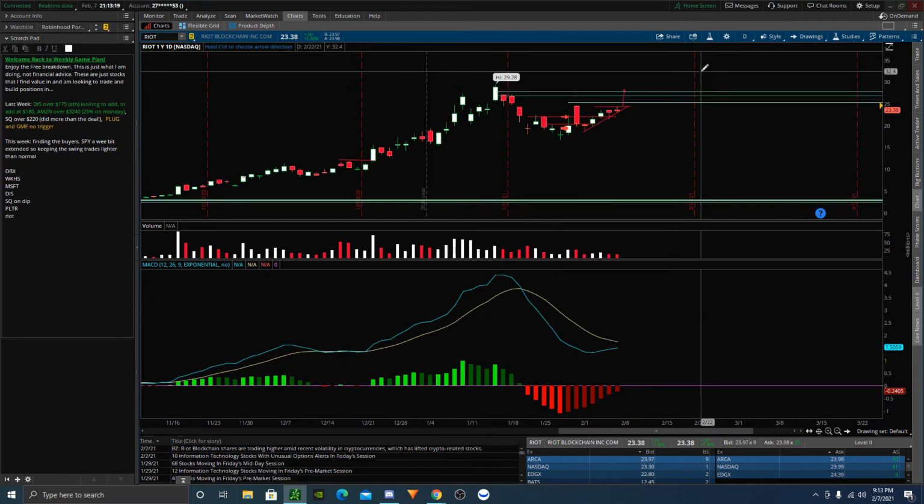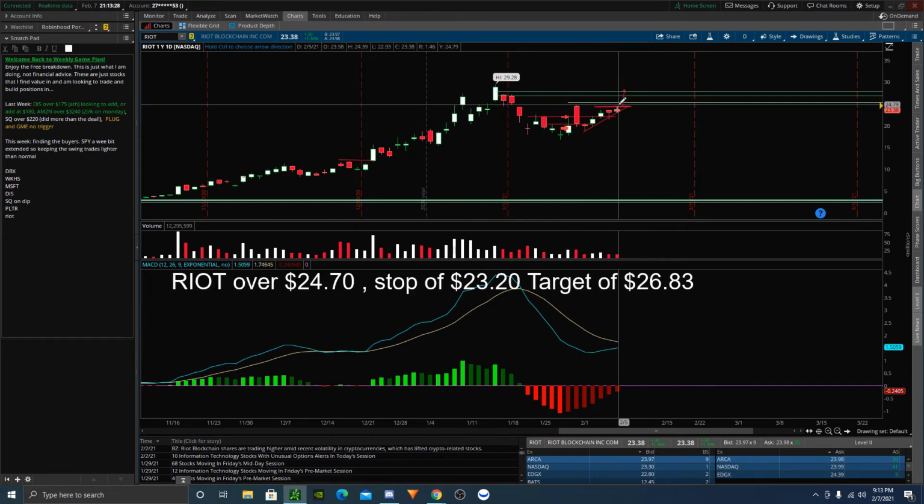Riot has some good exposure to Bitcoin, and Bitcoin has been going off lately. We have this nice good higher low trend into a flat top resistance of 24.70. So if we could break 24.70, I'm going to look to go long on Riot, and I'll just have a stop underneath 23.20. So nice, good, I don't know, $1.50 stop loss. And I'm going to be looking for a short-term target of about 26.83.